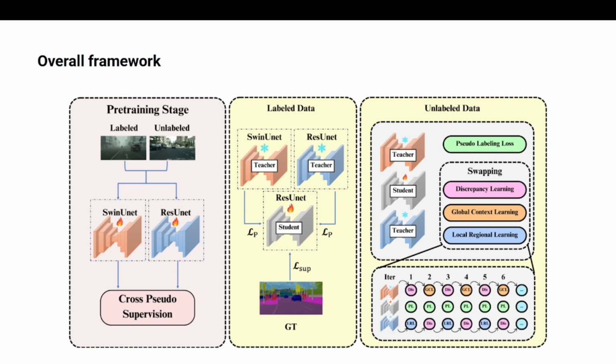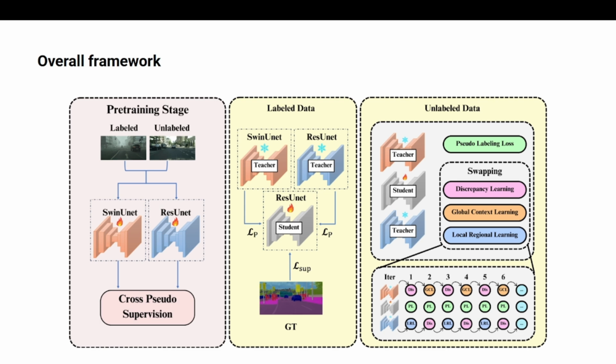In the student learning stage, on labeled data, the student model is trained with both strong supervision and teacher-student consistency. The supervised loss encourages the student to have accurate semantic predictions at the pixel level. The consistency loss with pseudo-labels guides the student to match the pseudo-label outputs from the two teachers.